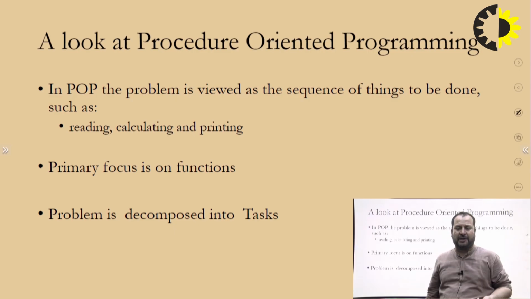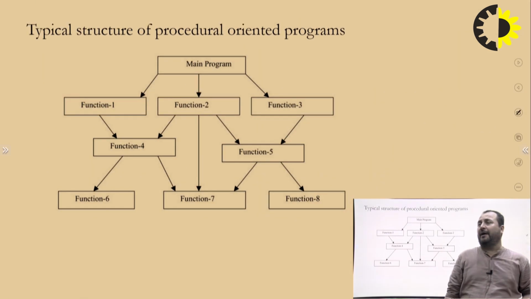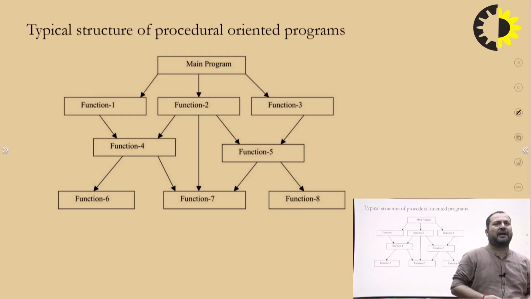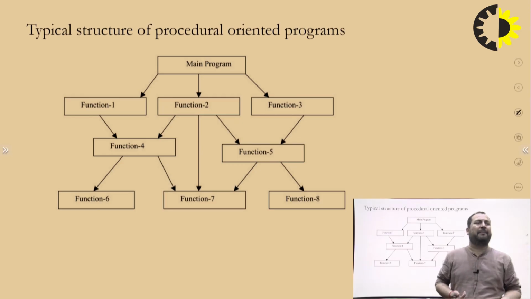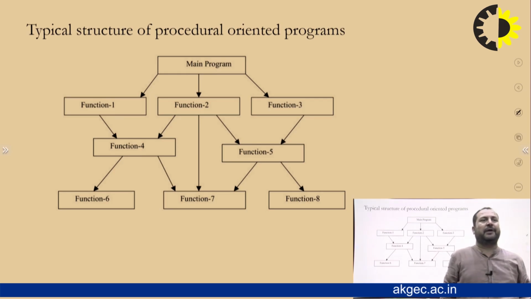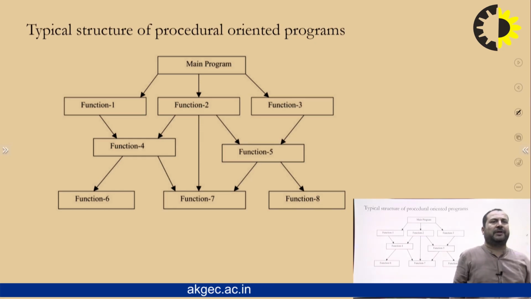In C it is a function; in Pascal it was called a procedure. Here the problem is decomposed into tasks, as we can see in the diagram. Every C program is a collection of functions, or procedures. Here the main program has been divided into two or three functions. Further, these functions could be divided at the next level and so on. This way of dividing a major task into sub-tasks, and sub-tasks into further sub-tasks, is called the top-down approach.